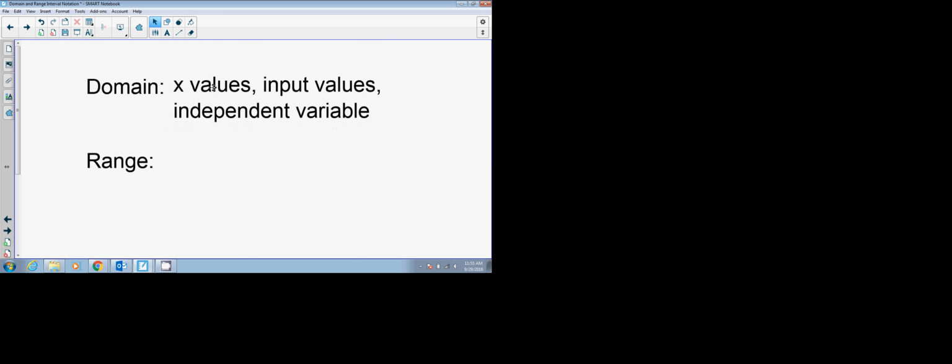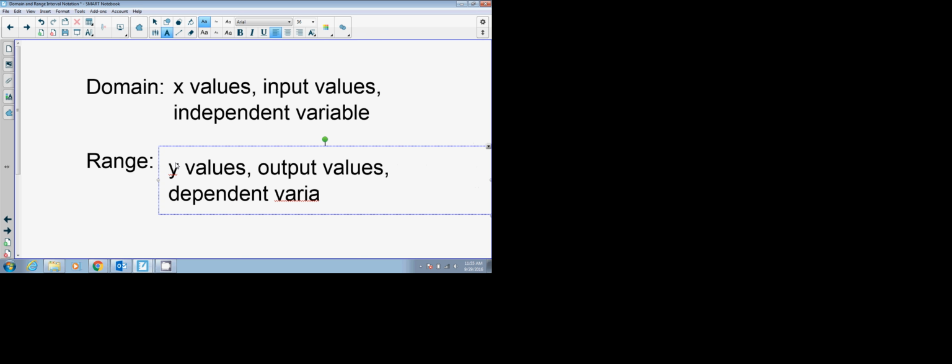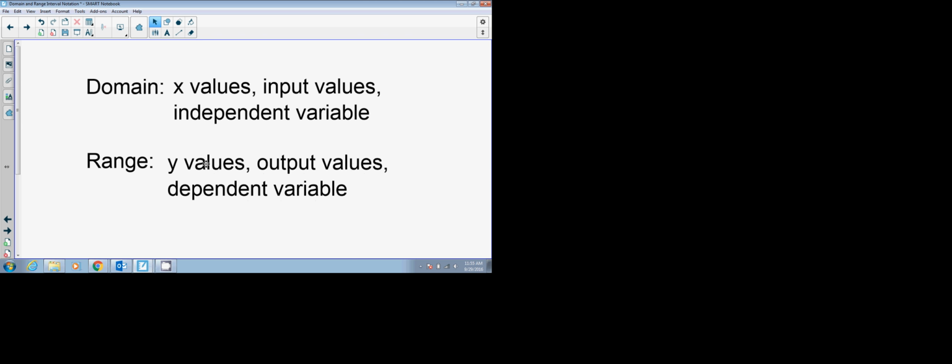So domain are always the x values. That's specifically what domain is. The range, on the other hand, are all the possible y values. The y values could be called the output values. And range is also known as the dependent variable. So again, domain are the x values and range are the y values.